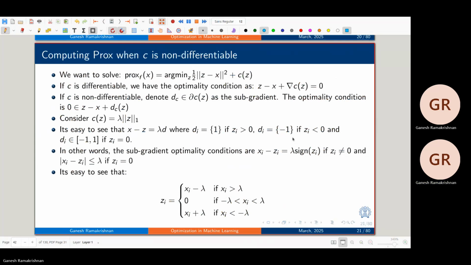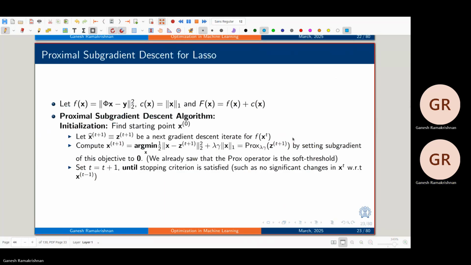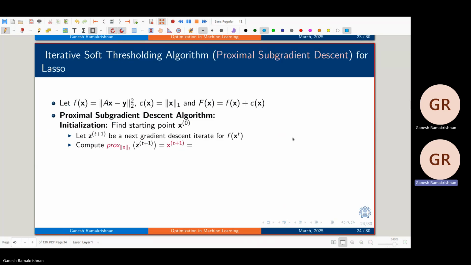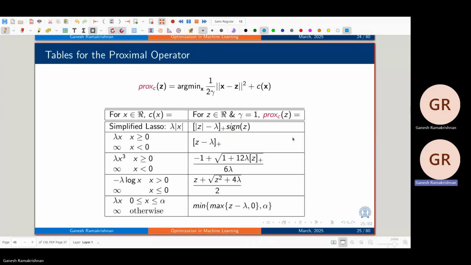Right, so the L1 norm we have already seen, so I will not do this again. The L1 norm is easy. Sorry, last time we already did it, so it's a little bit of repetition. This is an important table. Okay, so we did this, right? If it's lambda x cube for x greater than or equal to 0 and infinity for x less than 0, you get this expression. How? Just by writing the quadratic expression and finding its roots.